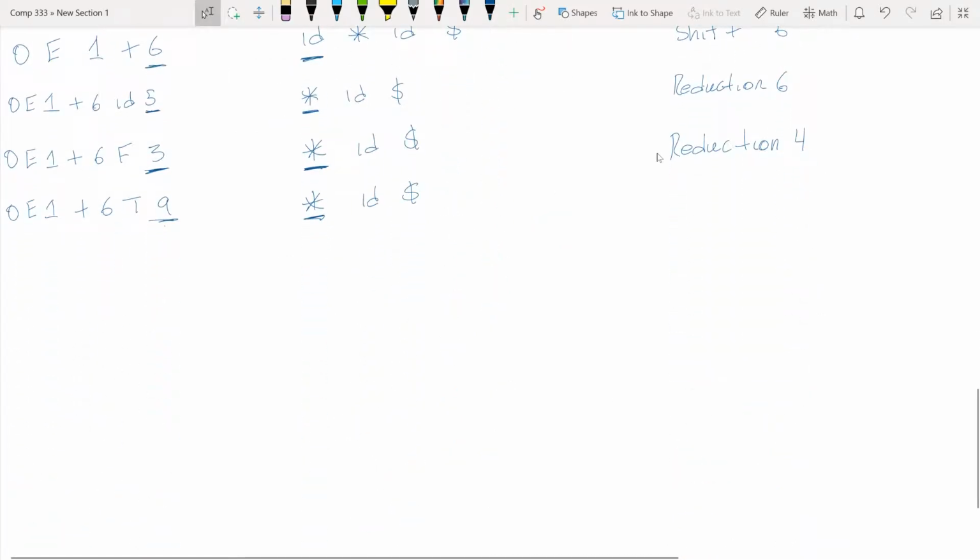So we go down here, and we get a shift and a 7. So we copy all this down. 0, E, 1, plus 6, T, 9. You get the multiplication comes over and a 7. And then this comes down as ID and money sign. So now we're going to look at 7 and ID in the big table.